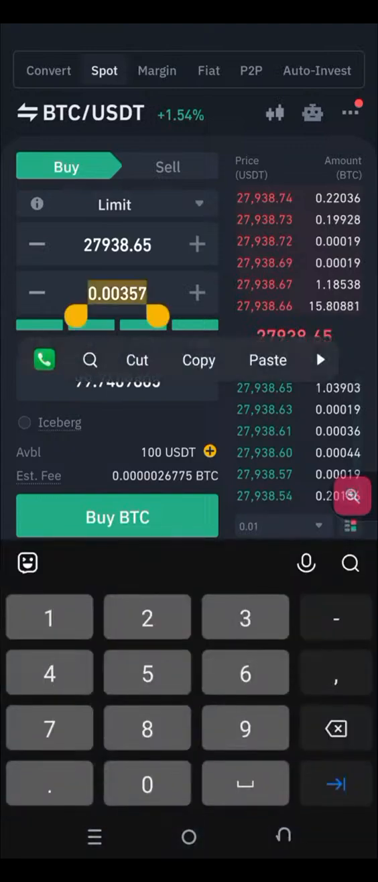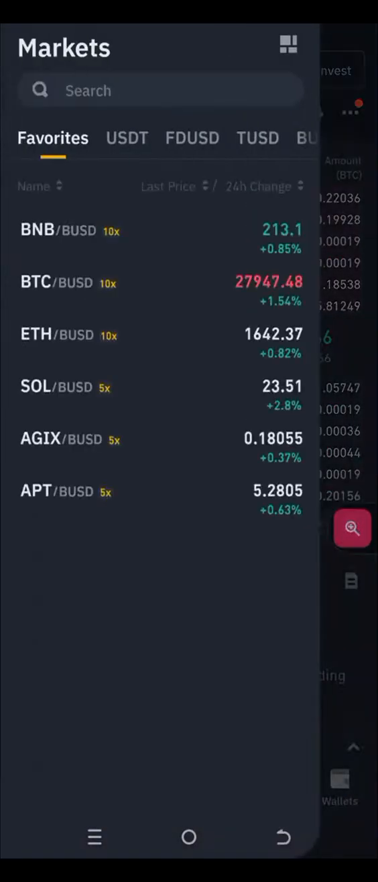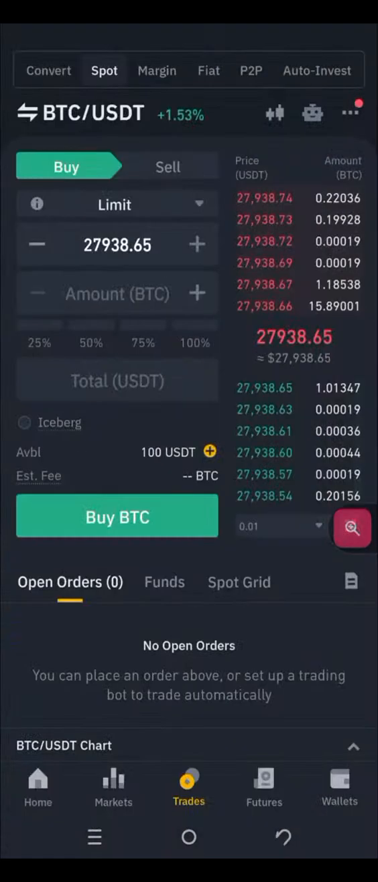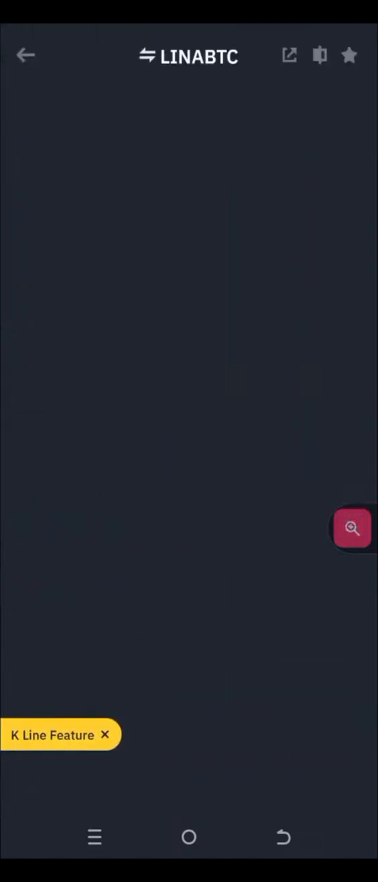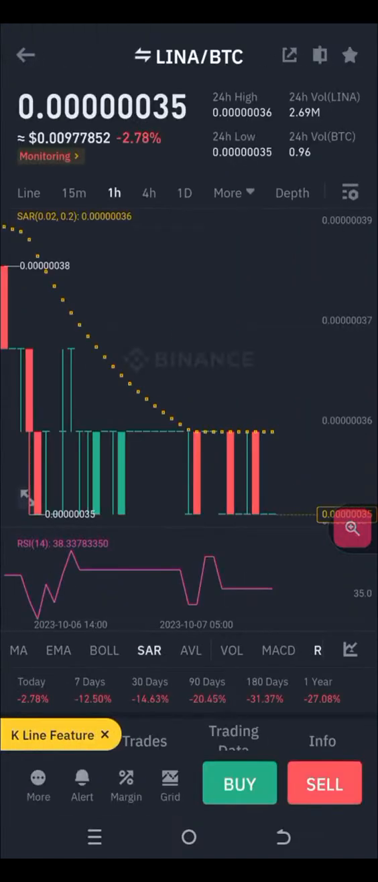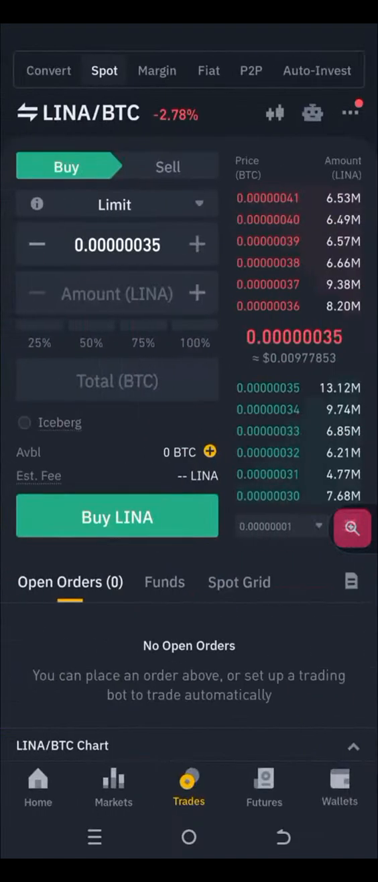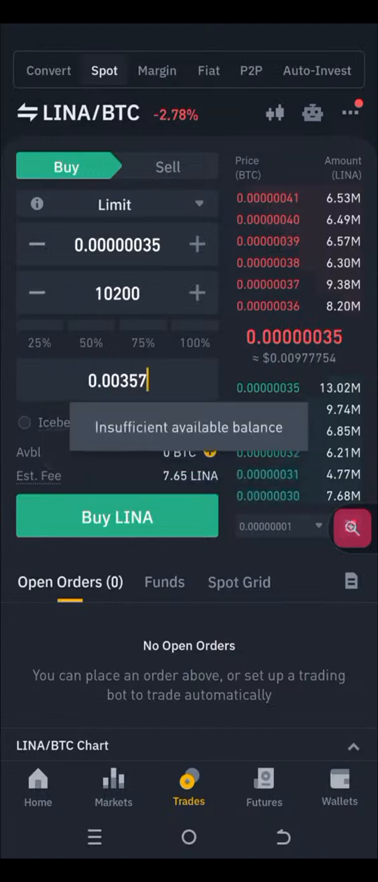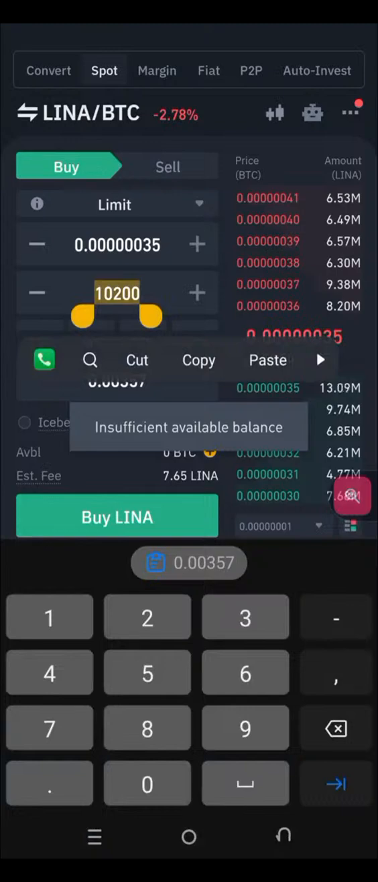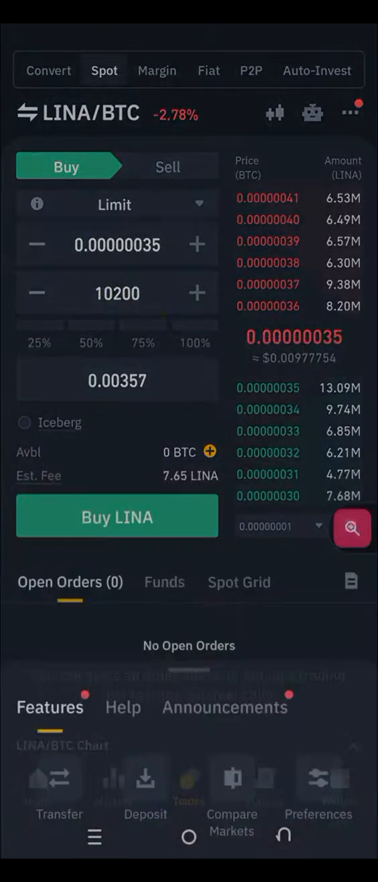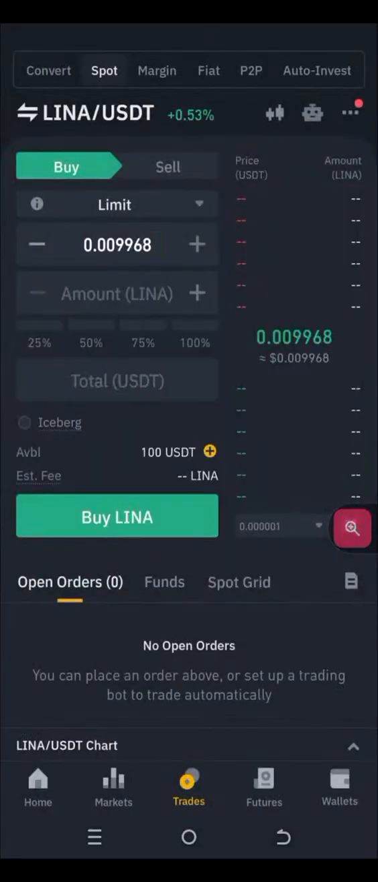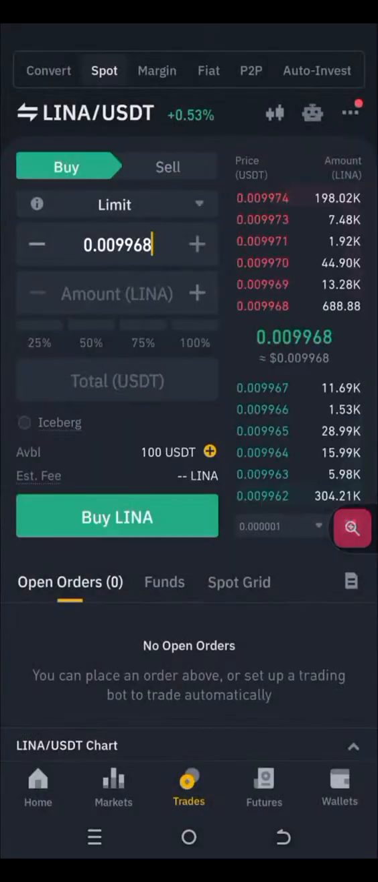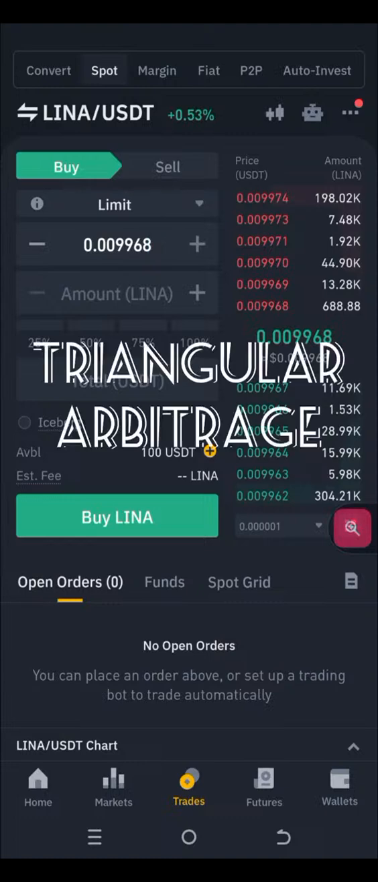Then let's copy it and go to Lena BTC. Where are you? All right, here it is. Beautiful. I hope this is going to work for us, because that's going to make all the sense. Let's put that in here quickly and buy. Make it snappy. That's 10,200. Let's copy that and quickly go and see how much this will give us in Lena USDT. I hope this is going to work. By the way, this is triangular arbitrage.